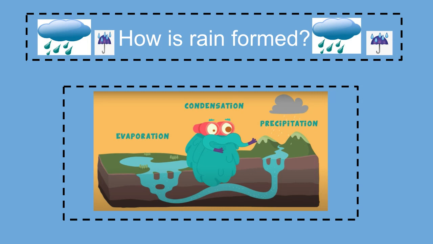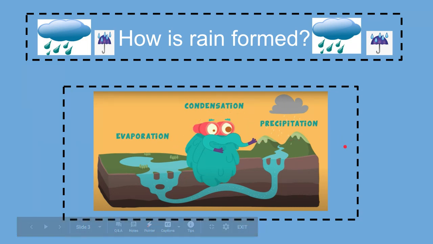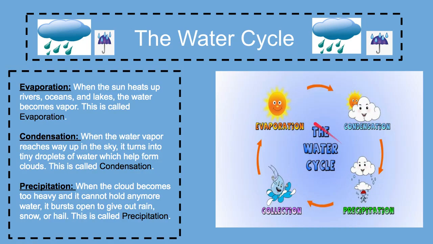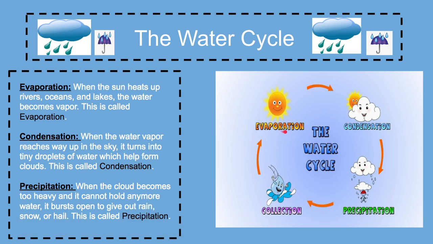Now, before we began this lesson, we watched a video that taught us about how rain is formed through a process called the water cycle. Let's review what we learned in that video. The water cycle. We learned that when the sun heats up the rivers, oceans, and lakes, the water becomes vapor. And this is called evaporation.